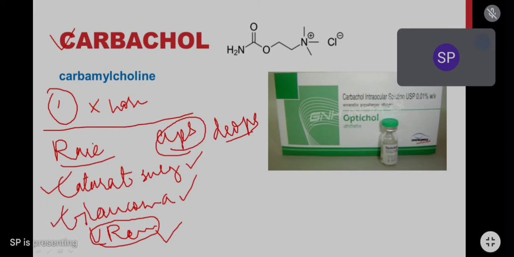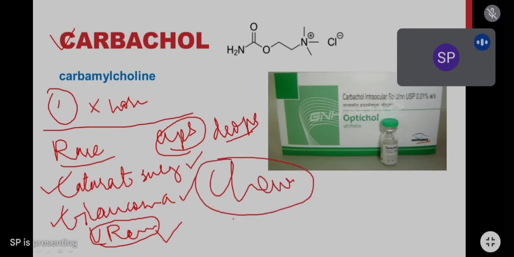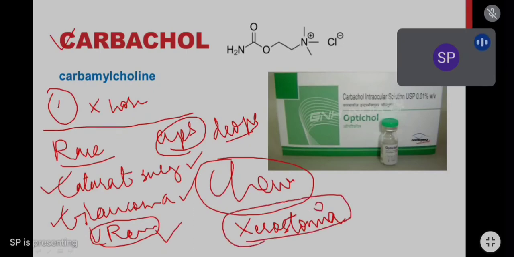Okay, so other than this, carbachol ke kuch bhi uses nahi hai. We don't have any other uses for carbachol. Sometimes carbachol chewing tablets can be used for xerostomia. There is a condition called xerostomia. What is xerostomia? Can anybody tell me? Very good, dry mouth. Xerostomia is the condition which is called dry mouth.